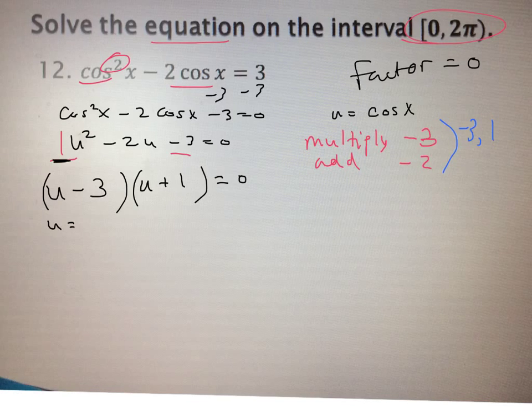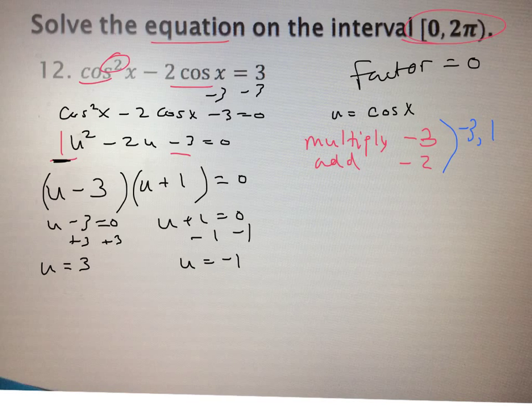Now I can go ahead and set those equal to 0 and solve for u. And I get u equals 3 over here, and u equals, oops, what the heck, Miss Hussey? I need to subtract 1. Okay, so here we go, minus 1, so u equals -1.